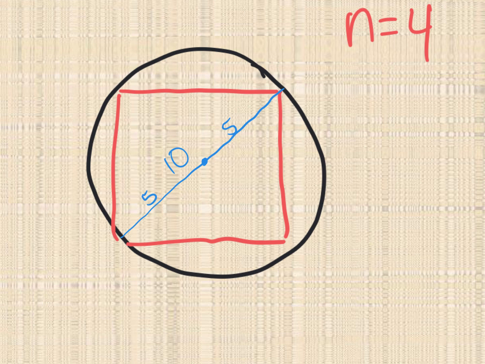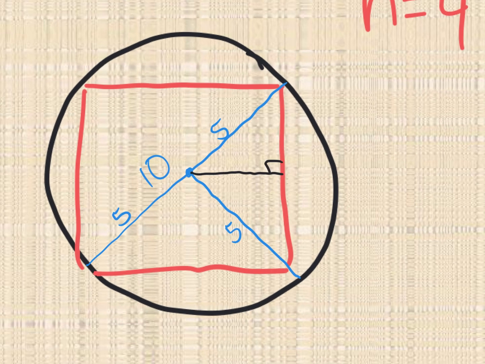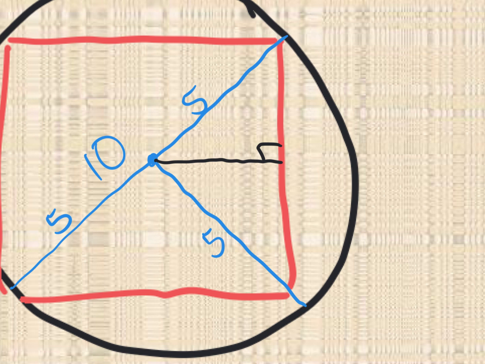Now, let's draw one more radius. And let's also give it a units of 5. And let's draw our apothem. So our apothem I'm going to draw over to the right. And I'll make it 90 degrees with the side of the square.